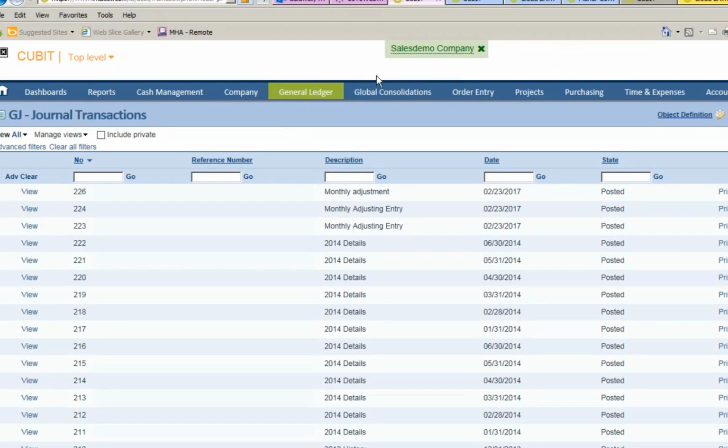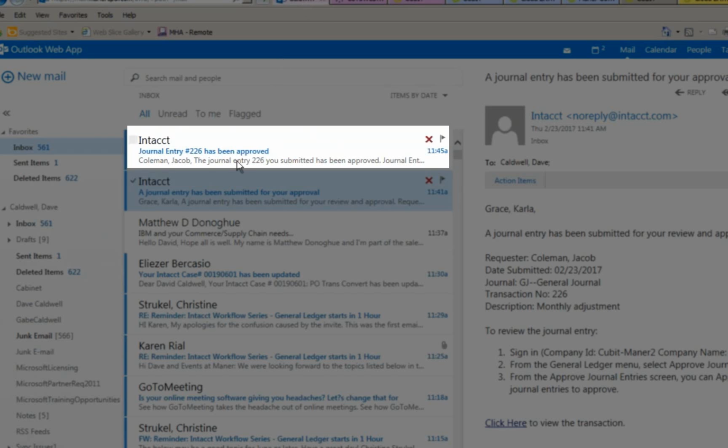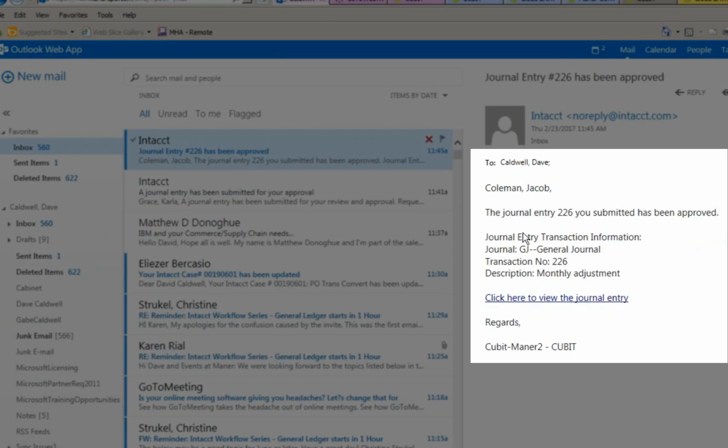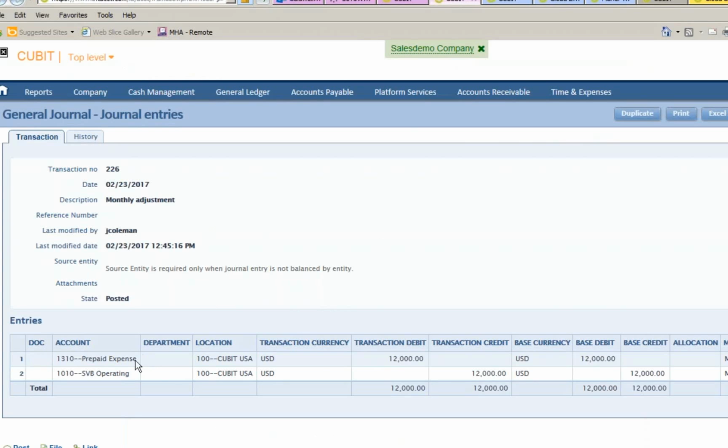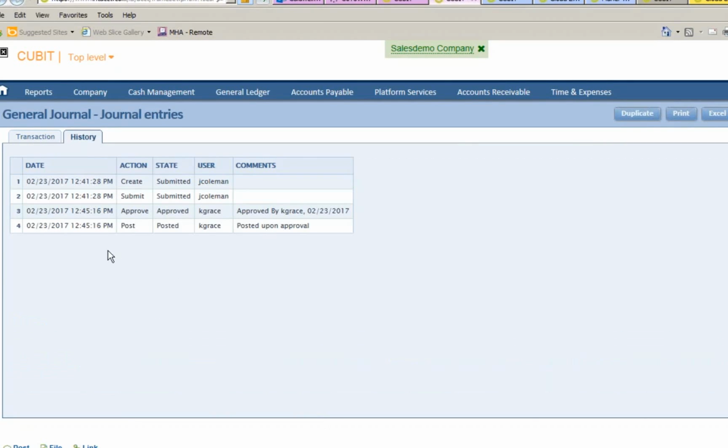However, let's go out and take a look at the email. Jacob did get an email, and he's now finding that journal entry 226 has been submitted and approved. And if he wanted to view the entry, here you can see that here's that entry. Here are the accounts that were distributed to, the amounts, and the history behind that. And it has also now been posted upon approval.